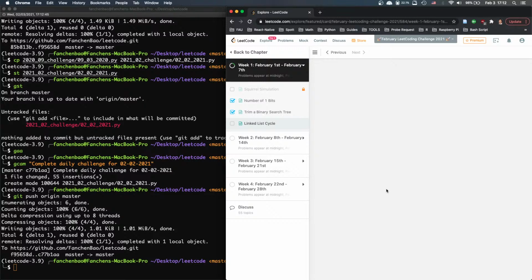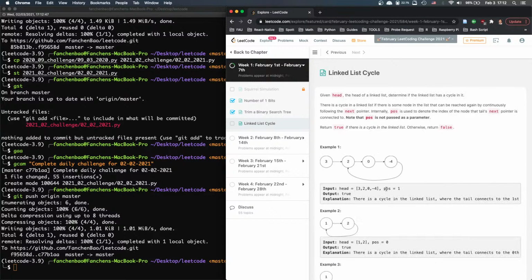Linked list cycle. I might have heard of this before. Is it to detect a cycle in a linked list? Given the head of a linked list, determine if the linked list has a cycle. Yeah, it's detecting a cycle. There's a cycle in a linked list if there is some node in the list that can be reached again by continuously following the next pointer.